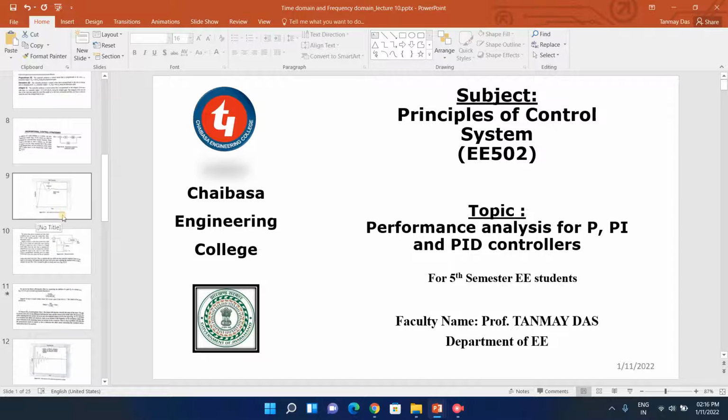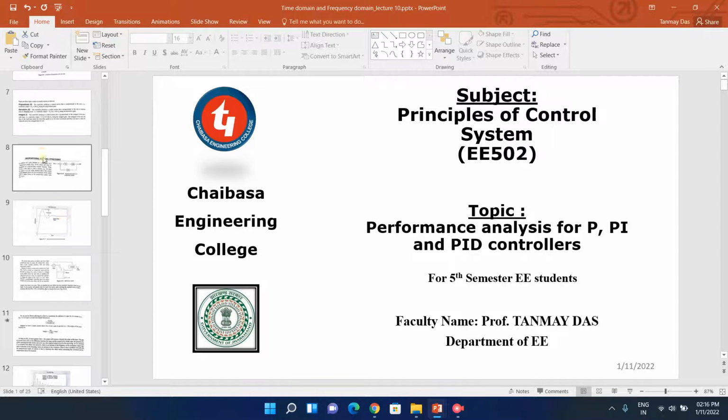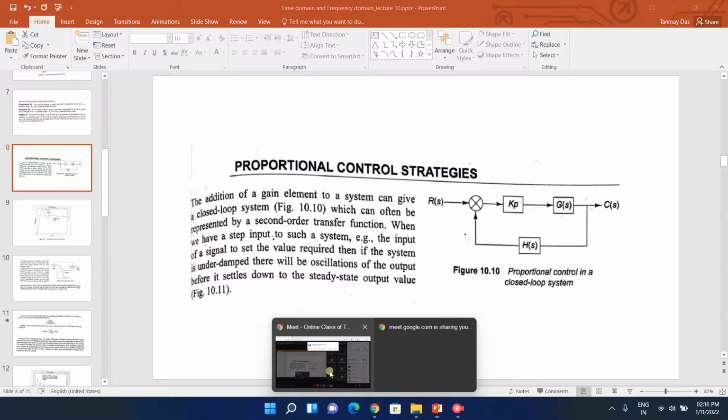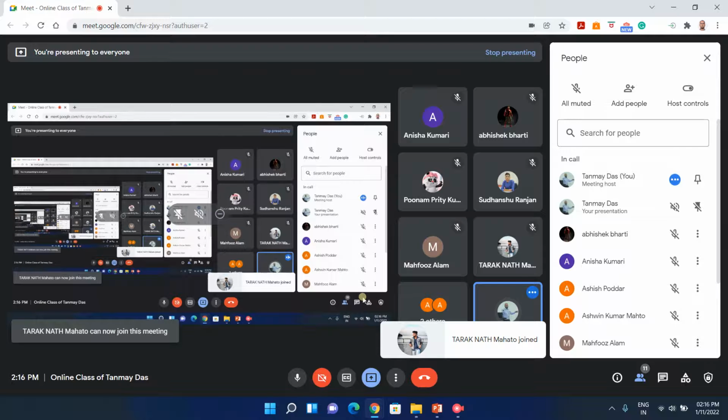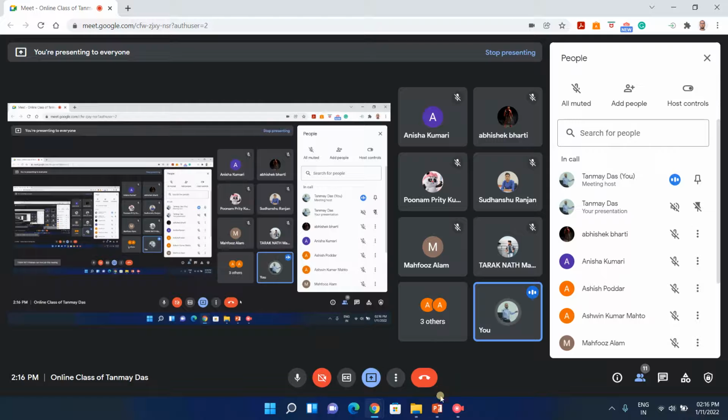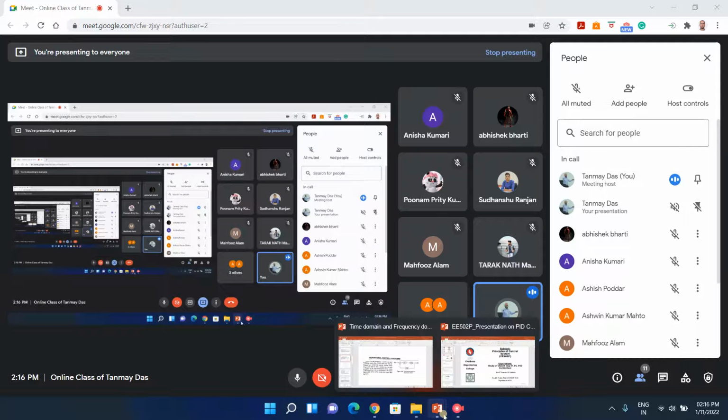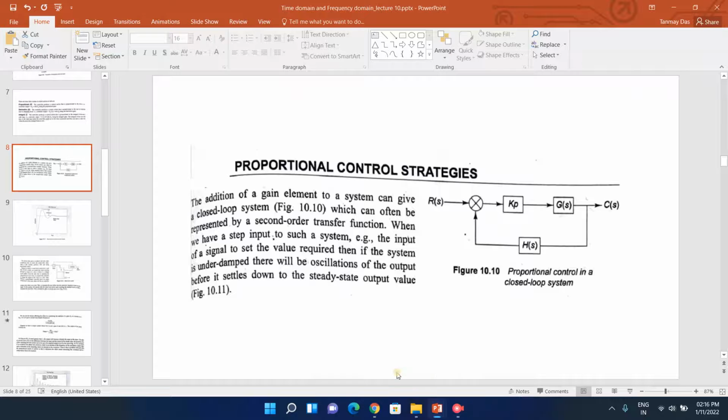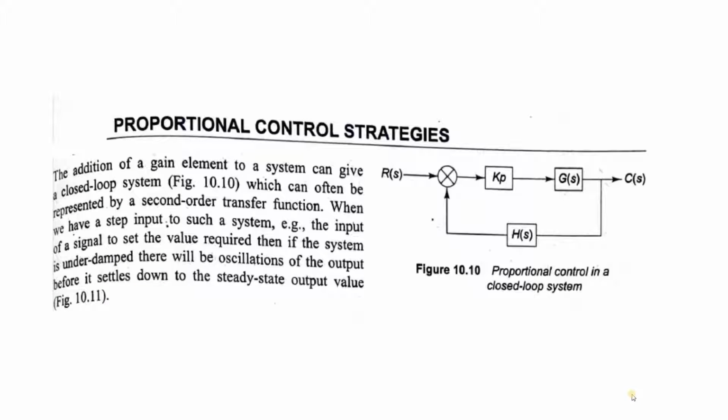If time permits, then we will continue the experiment. Otherwise, we may continue the experiment in the next class also, because the experiment is a little bit lengthy. You have to understand many things, because the practical explanation of a PID controller is given in the experiment, so it will help you to understand the PID controller in a better way.